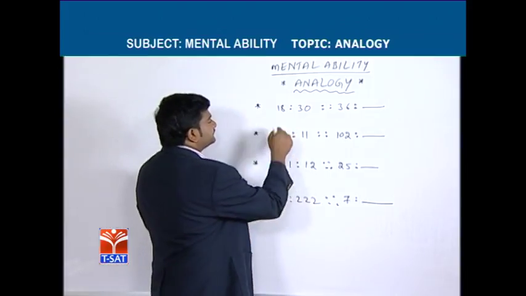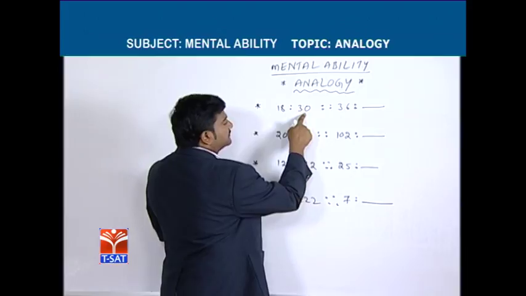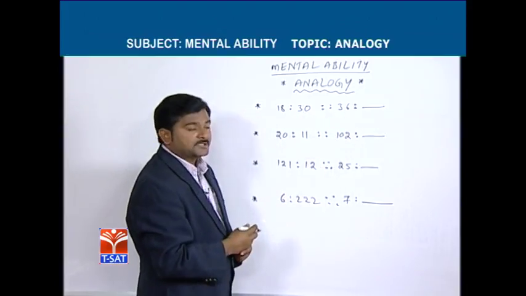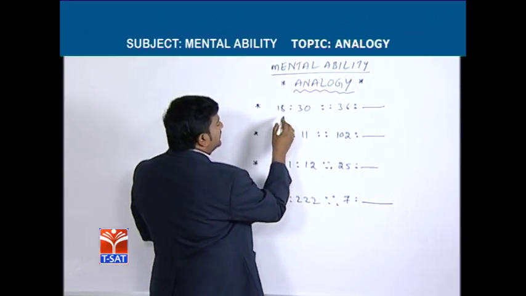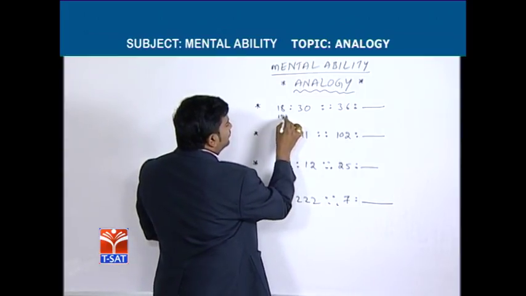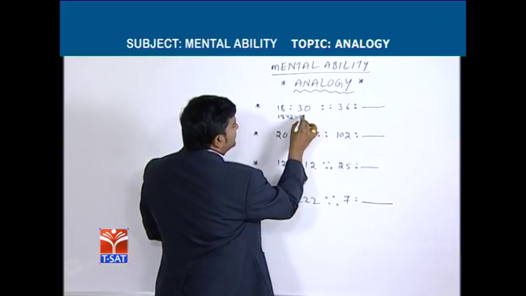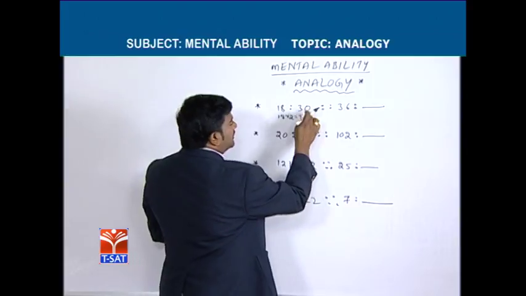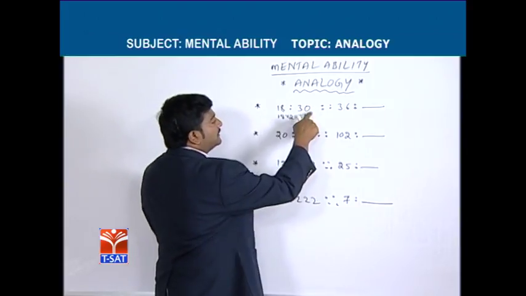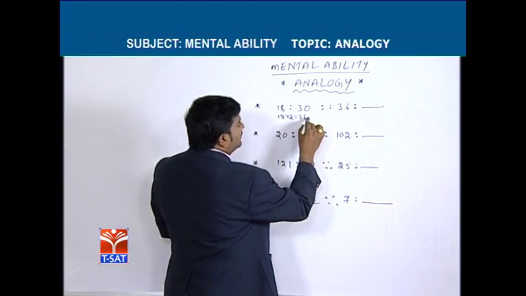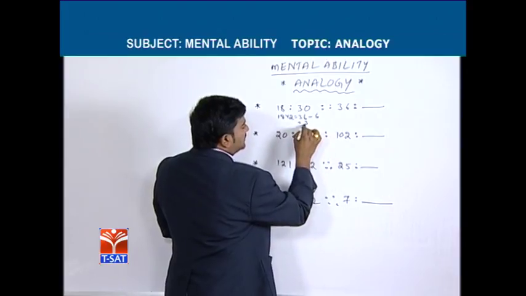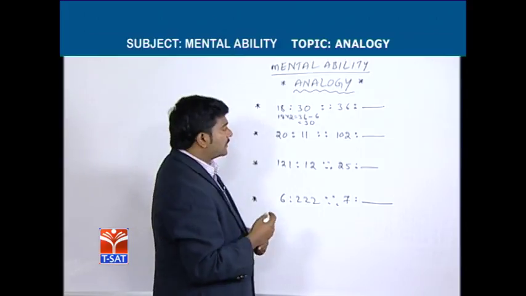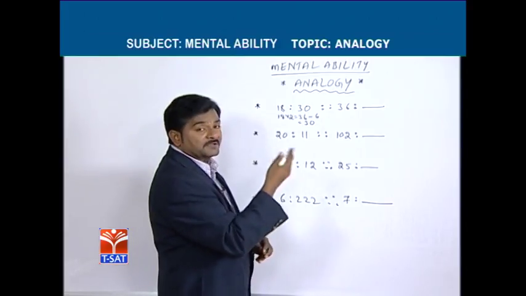So let's say 18:30 is as 36:dash. So usually what we can say here, 18 into 2, how much am I getting? 36. 18 twos are 36. But how much is given there? Only 30 is given. What does it mean? Into 2 minus 6. 36 minus 6, how much am I getting? 30. Now you have to apply the same concept for the given question also.